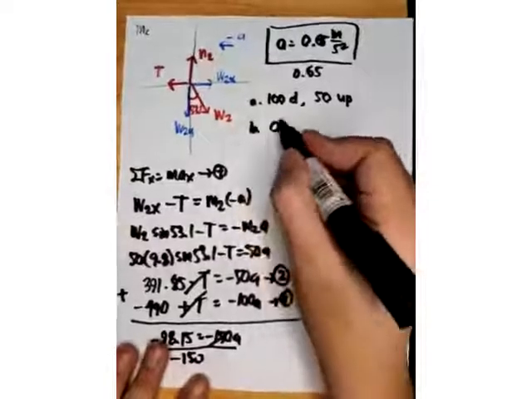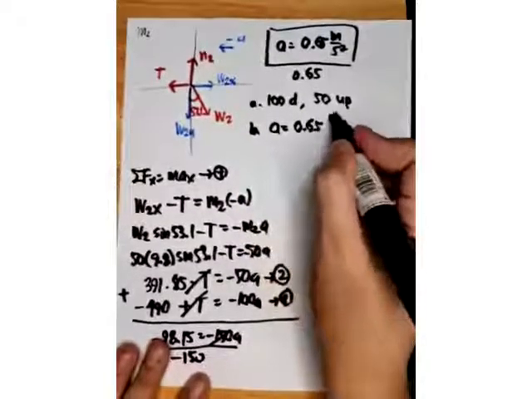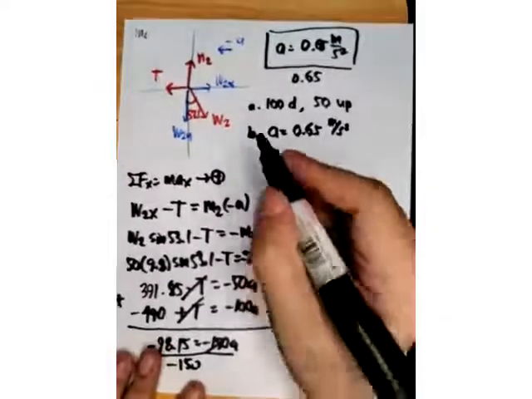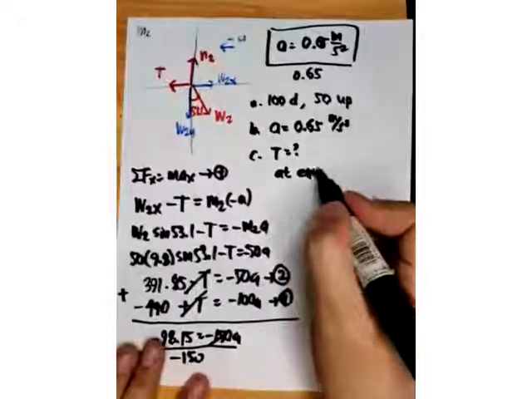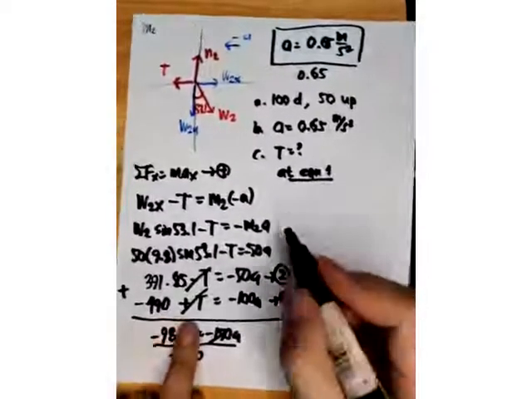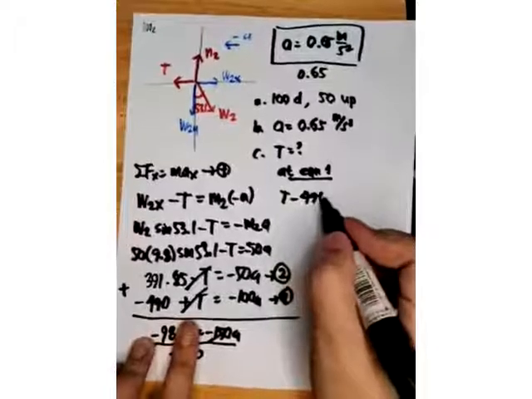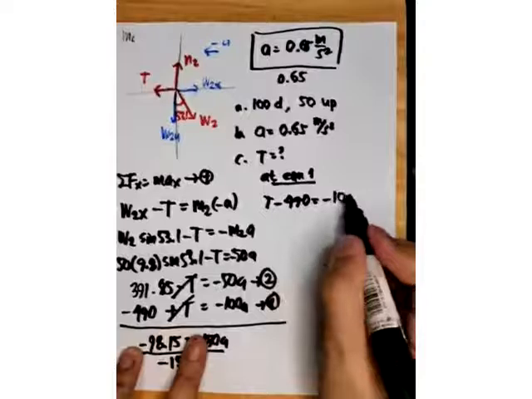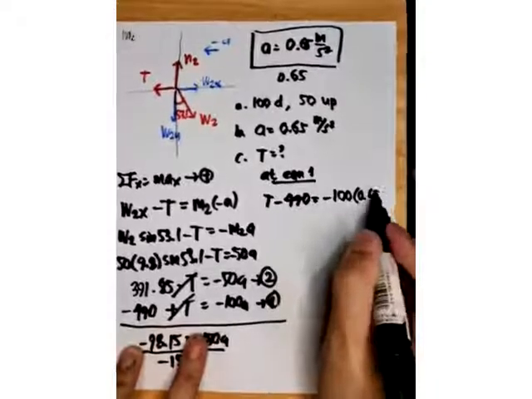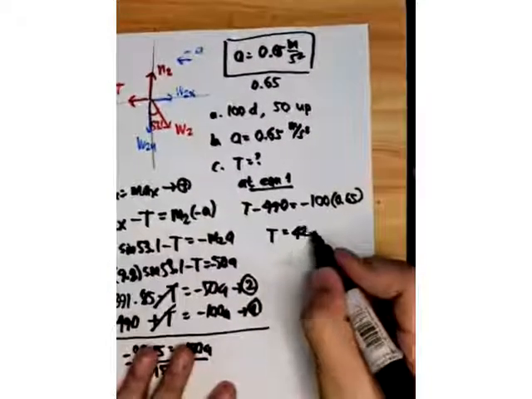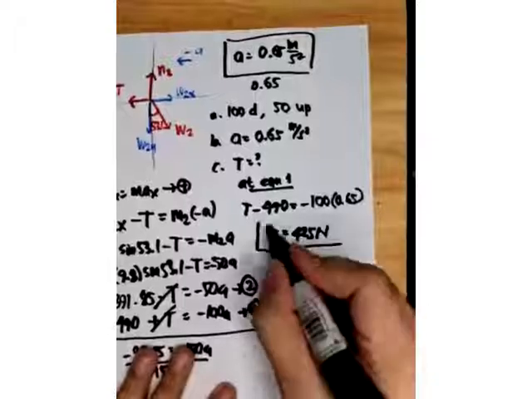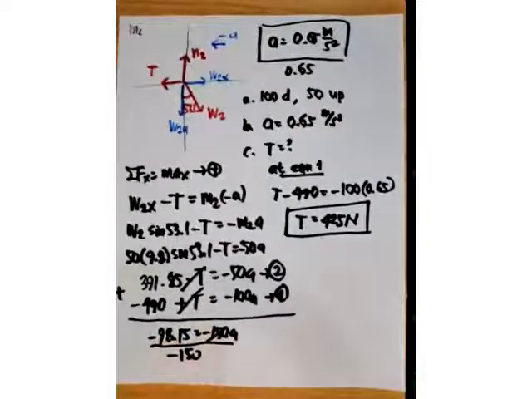B, what's the acceleration? It is 0.65 meters per second squared. And C, what is the tension? So let's get it at equation 1. Okay, ito yung equation 1. So tension minus 490 is equal to negative 100 times 0.65. So what's the tension? 425 newtons. Ayan. Okay, 425.